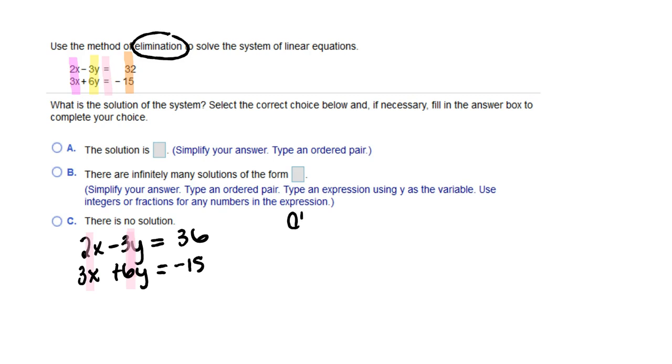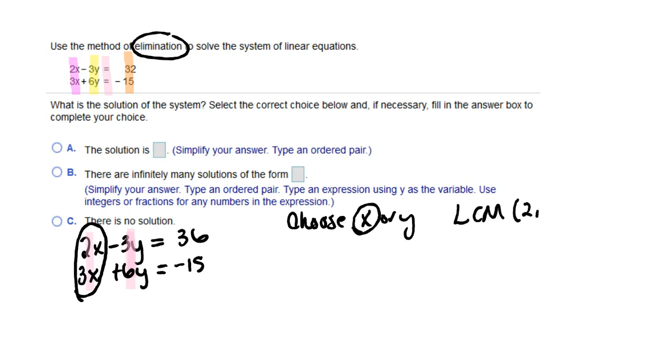So what I want to do is choose which one to eliminate. Choose x or y, it doesn't matter which one. So let's choose x. What I want to do is force it so that when I add those x's together, they're going to cancel each other out. So they need to be the same number with the opposite sign. So I'm going to find the least common multiple of the coefficients of x. That's going to be 6. 2 goes into 6 evenly, 3 goes into 6 evenly. That's our least common multiple.